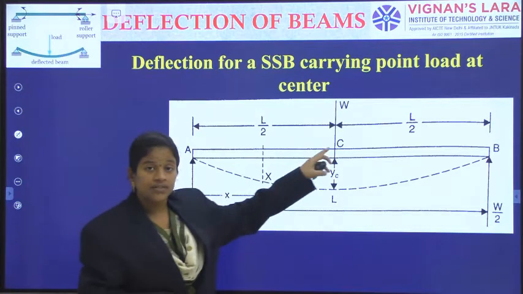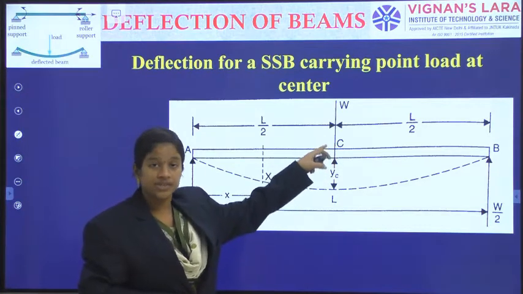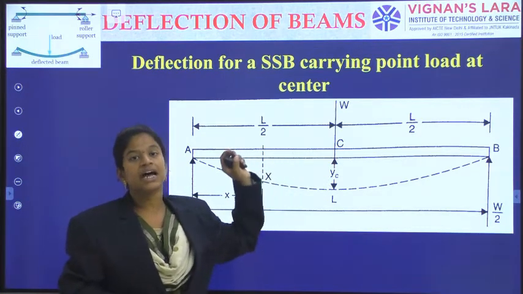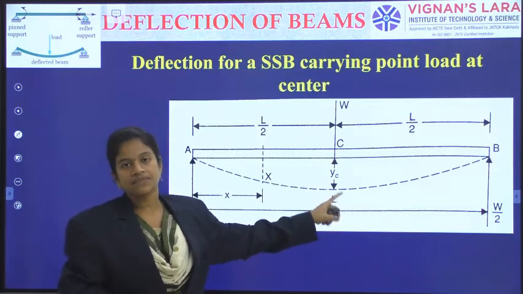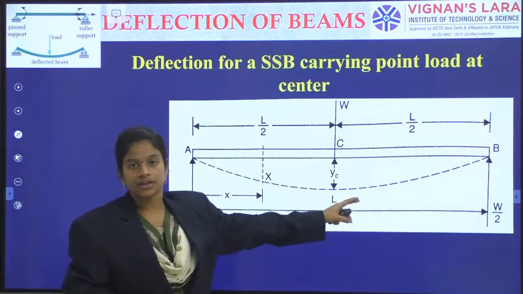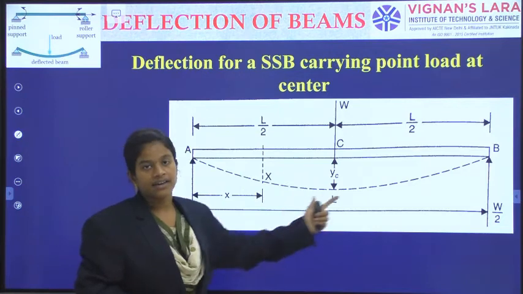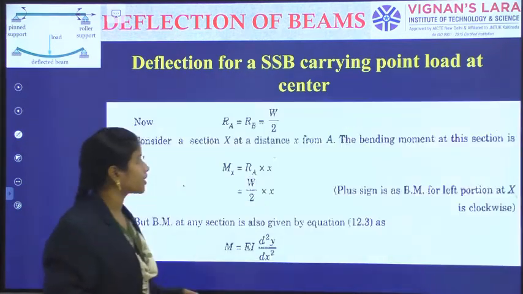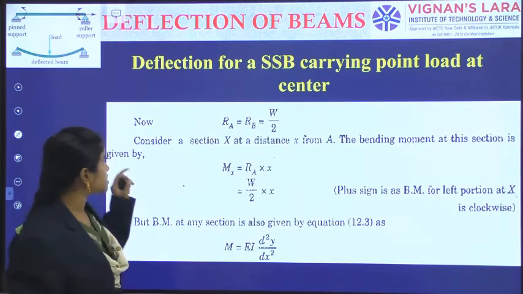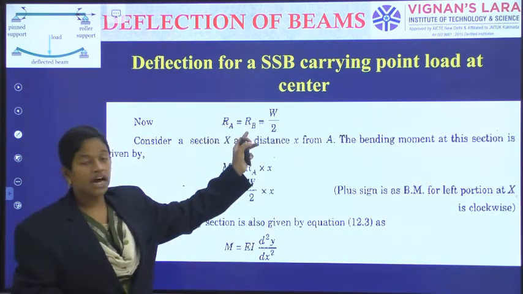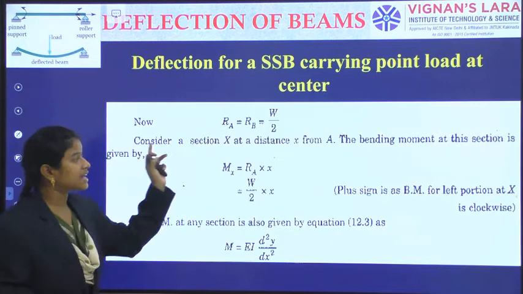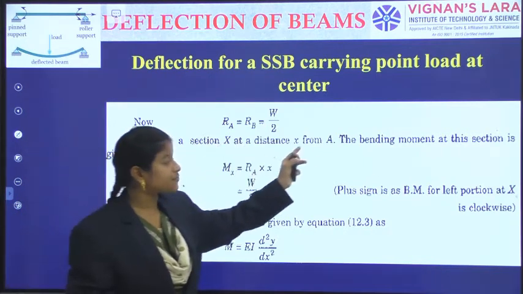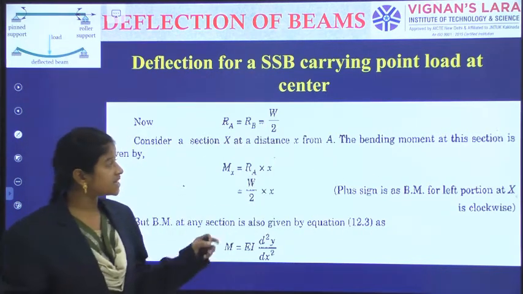At the center, where the point load is indicated, I have indicated the deflection as YC, Y suffix C, the deflection at point C. Reaction at A, reaction at B. Now, reactions RA is equal to RB is equal to W by 2, and consider any section at a distance X from A.